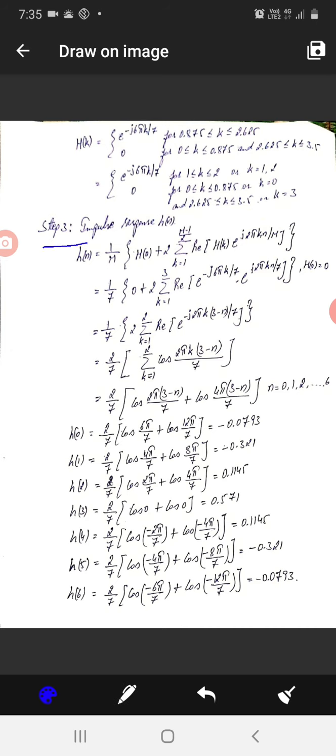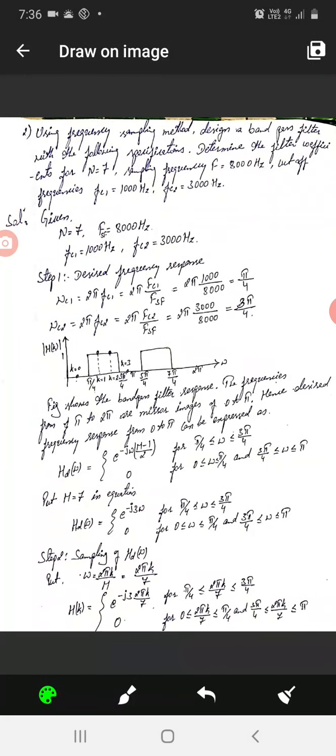Next, step 3 is finding the impulse response. Use the same equation. Just substitute h of 0, then h of k. What is m minus 1 by 2? If you substitute this, you will get the values. Next, to get h of 0, observe here in the figure. If I substitute h of 0 here, we don't have any signal. In this section, which is fully blocked, we don't have any signal. For that reason, h of 0 is 0 only.